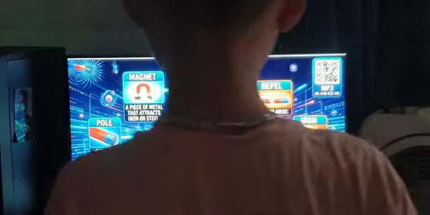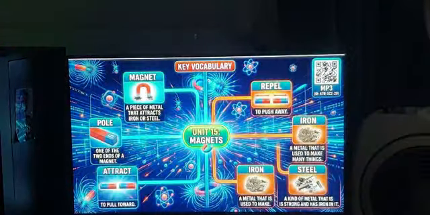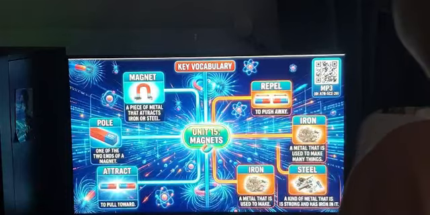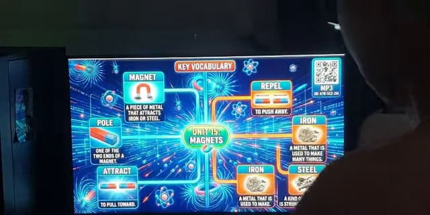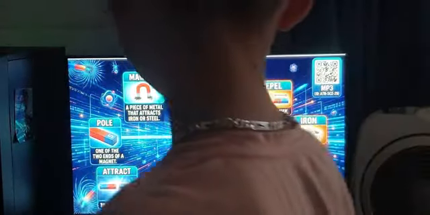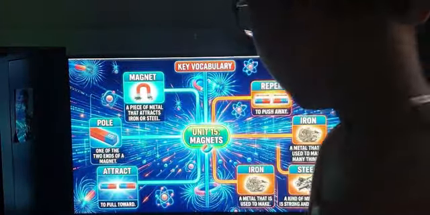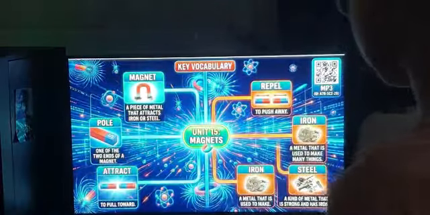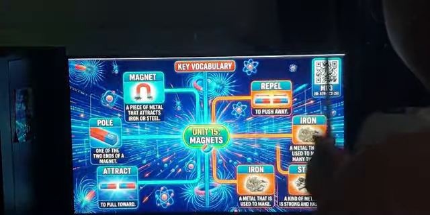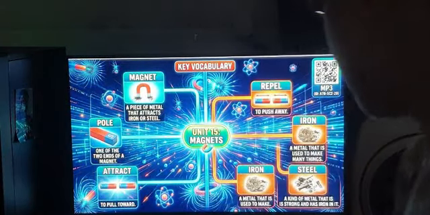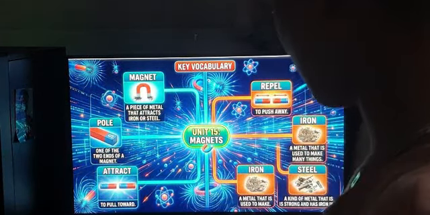Now I go to talk about iron. What is iron? And iron is a metal. Yes, it is a metal that is used to make many things. Right? We talk about iron. Iron is this. It looks like a magnet.